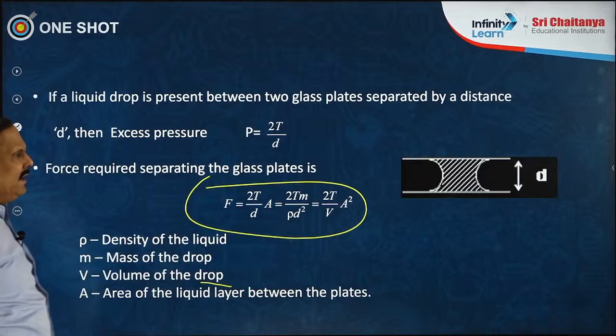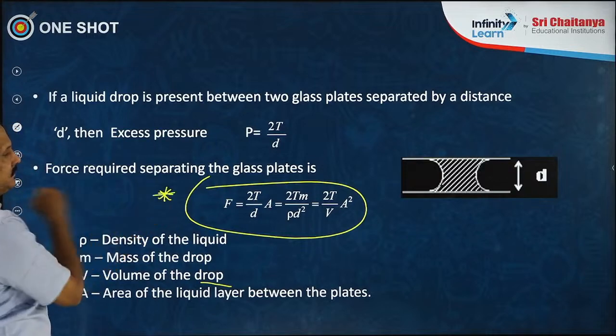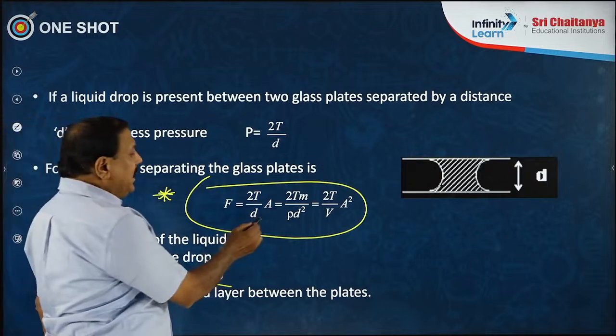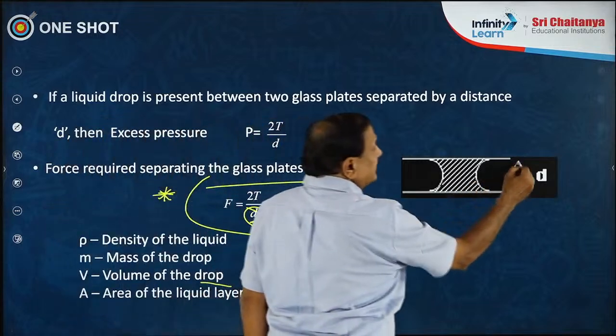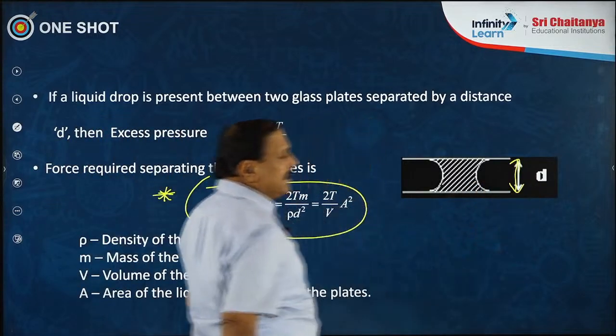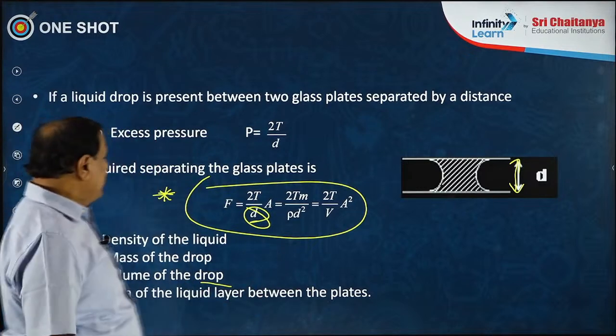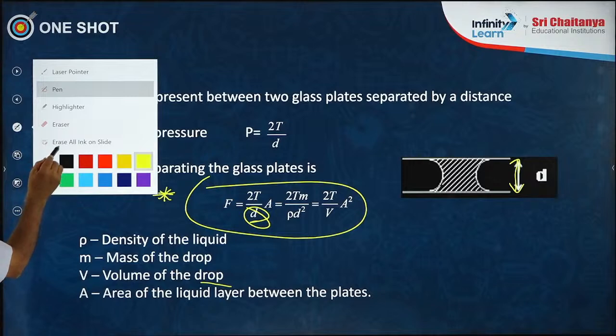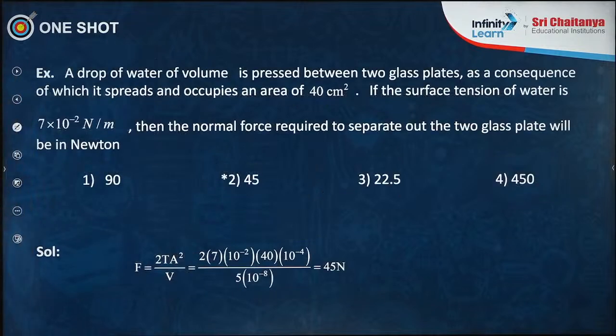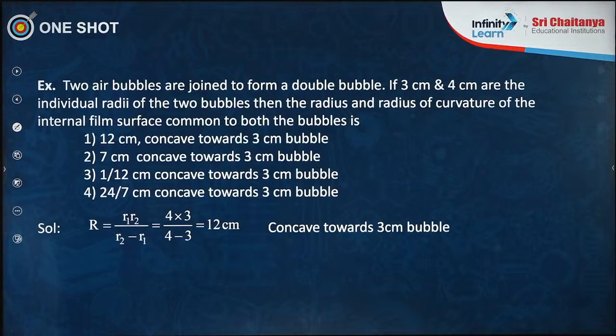This formula is very important. In this formula, D is the thickness of the layer, or the separation between the plates. That formula is very important. Next, this is a simple formula problem based on the force required to separate the plates only. That is very important, and please work out one or two models based on that.